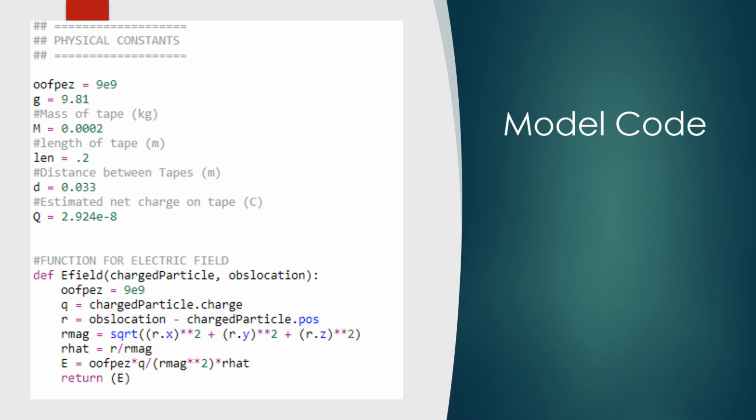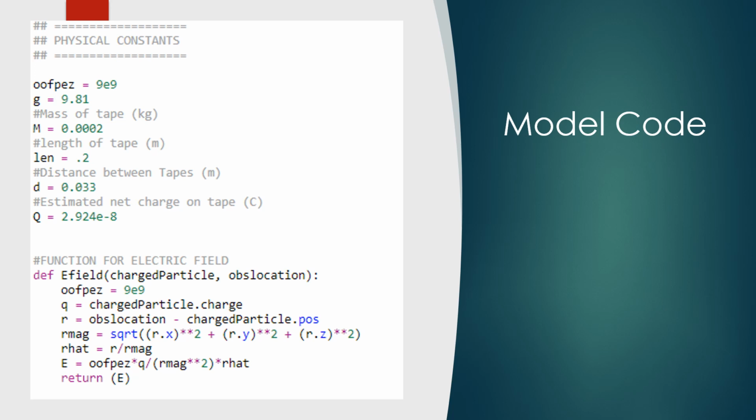laws. In this first part of the model's code, we have the constants, some of which are values used from Lab 1, such as the mass of the tape, the length of the tape, and the distance between the tapes. The Q value is the value estimated to get the electric and the gravitational force as close to equal as possible while using 30 segments.